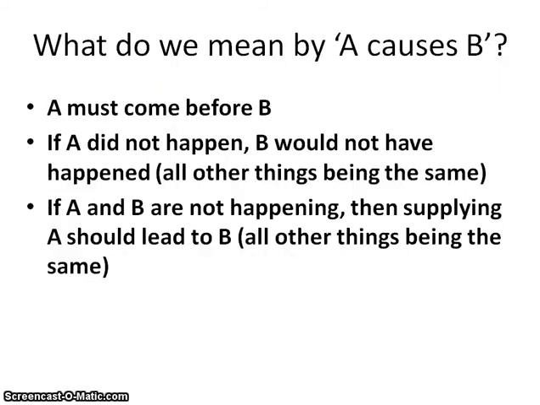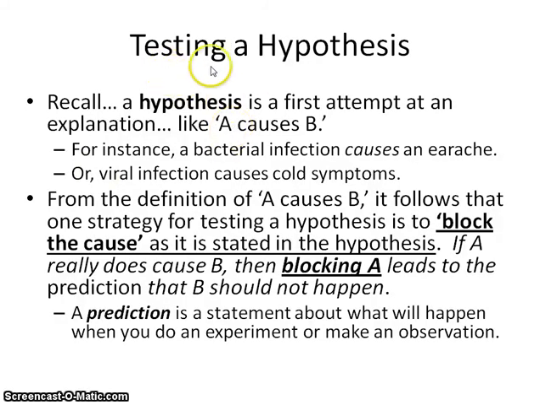How does this definition of causation help us design experiments to test hypotheses? Well, testing hypotheses is the core of science. You can think of science as really hypothesis testing. It's a method to test hypotheses. Remember, a hypothesis is simply a statement like A causes B. It's a first attempt at an explanation. Explanations involve the concept of causation. For instance, a bacterial infection causes an earache, right? That could be a hypothesis. So here's the A and here's the B, earache. Many ear infections are actually caused by infections, and we have good evidence for that, but earaches can be caused by other things as well.